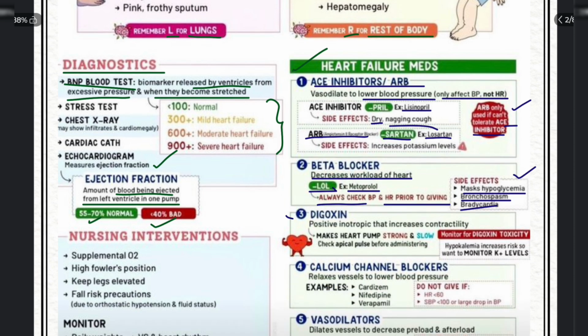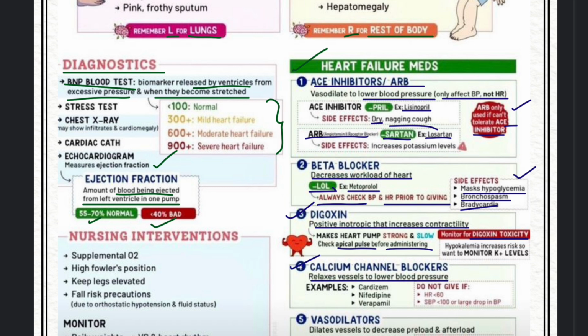Then we come to digoxin. Digoxin makes the heart pump stronger and slower, and is known as a positive inotrope. Here we check the apical pulse before administering, and monitor for digoxin toxicity. Hypokalemia increases the risk, so monitor potassium levels. Low potassium equals high digoxin toxicity risk. Then calcium channel blockers relax vessels to lower blood pressure.